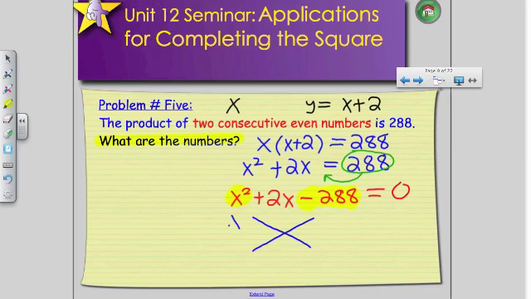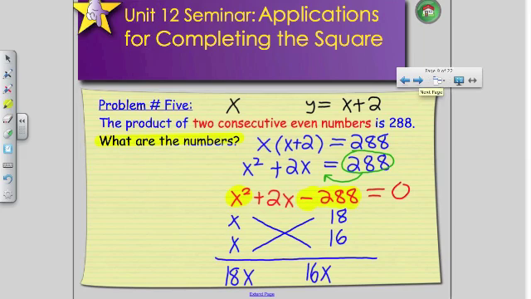X squared always breaks up into x times x. 288, on the other hand, I know that 18 times 16 is going to give me 288. When I cross multiply, I'm going to get 18x and 16x. However, I'm trying to get the sum to be equal to my middle term. So if my sum is going to be positive 2x, that means the 18 has to be positive and the 16 has to be negative.